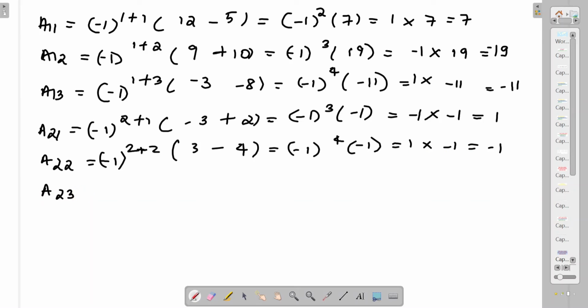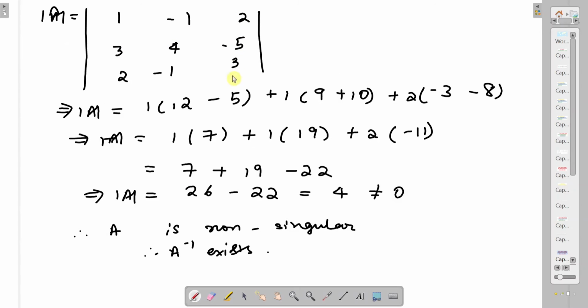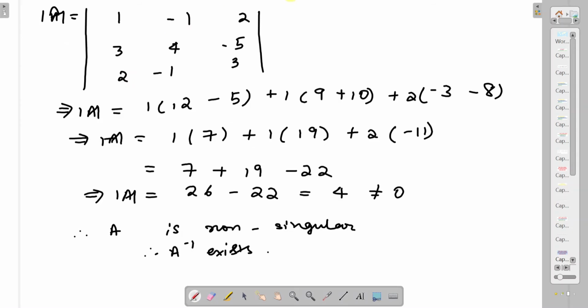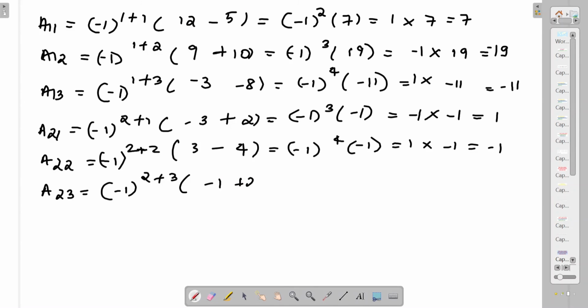Then A23, minus 1 raised to 2 plus 3 times, now we have to hide the second row and the third column, so minus 1 times minus 1 times 1 is minus 1, and minus of 2 times minus 1 is minus 2, so minus minus plus 2, this is equal to minus 1 raised to 5 times minus 1 plus 2 is 1, minus 1 times 1, which is minus 1.